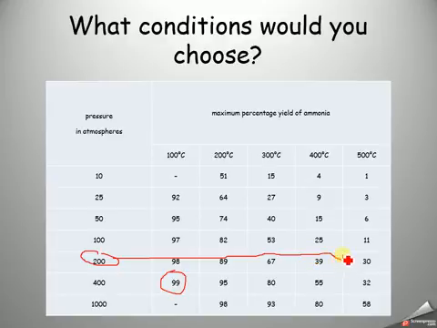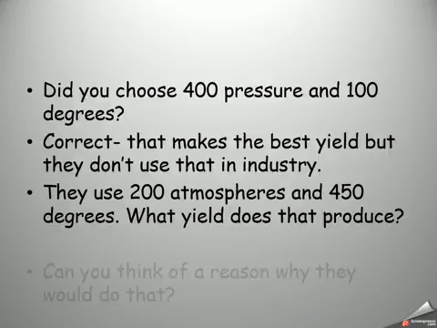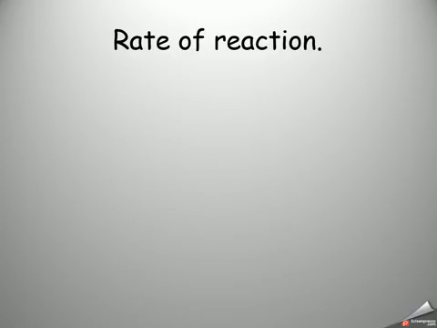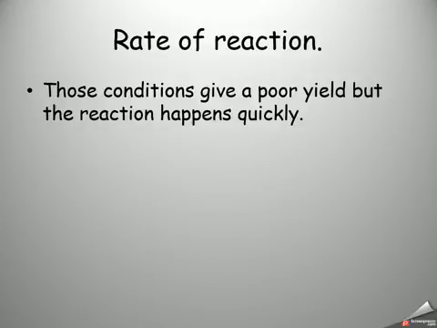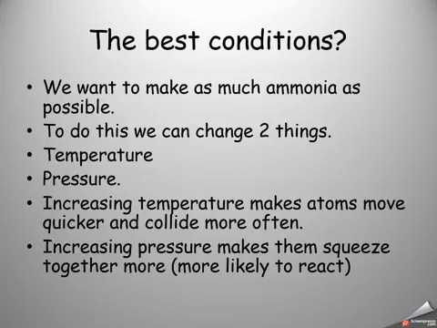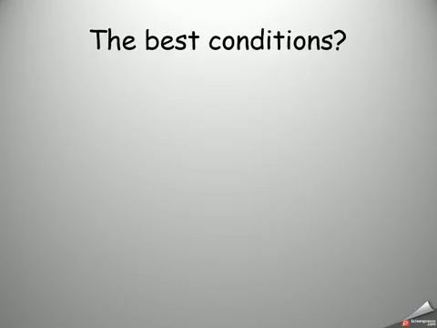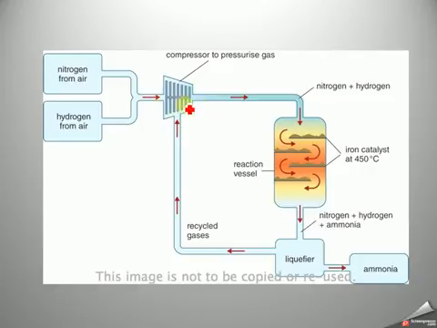So it gives us a yield between 39 and 30, which is around about 34-35% yield. Why? Because that reaction happens the quickest, but it doesn't give us a maximum amount. It only gives us about 35% yield, but all the nitrogen and hydrogen left over would go back round and back into the reaction vessel. That's why it says 450 degrees and 200 pressure coming from this.